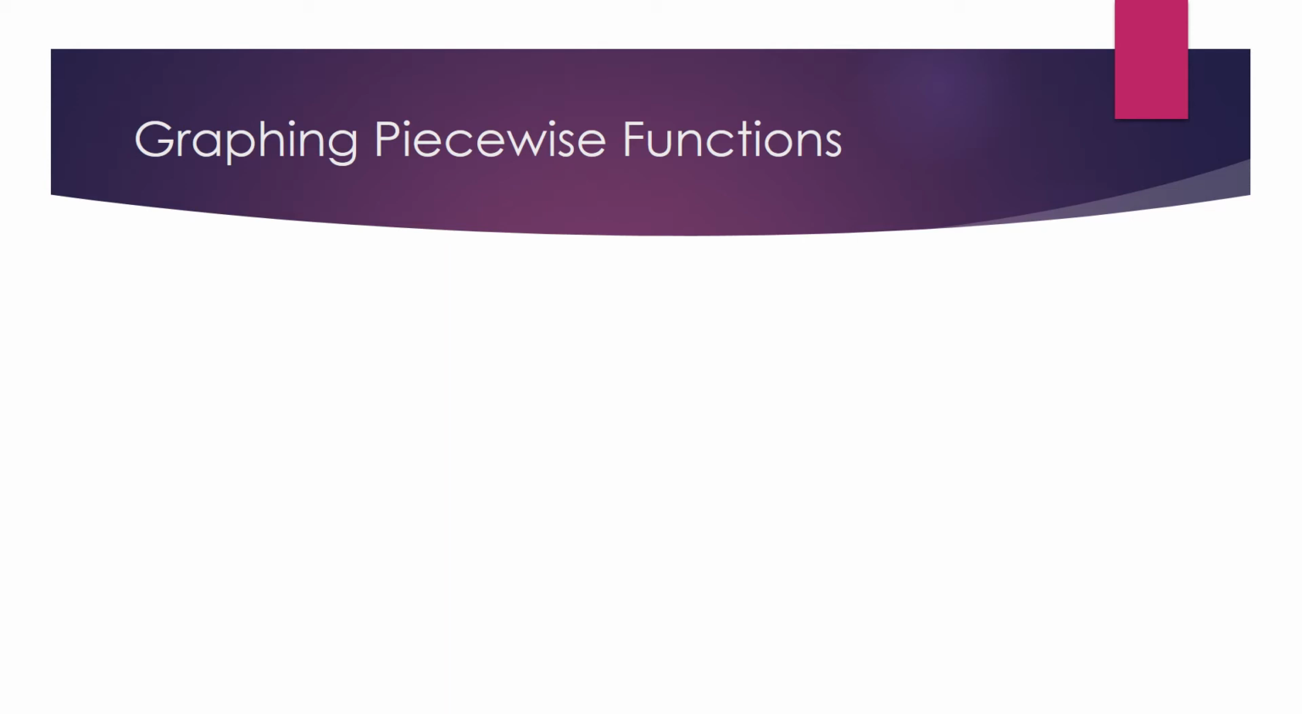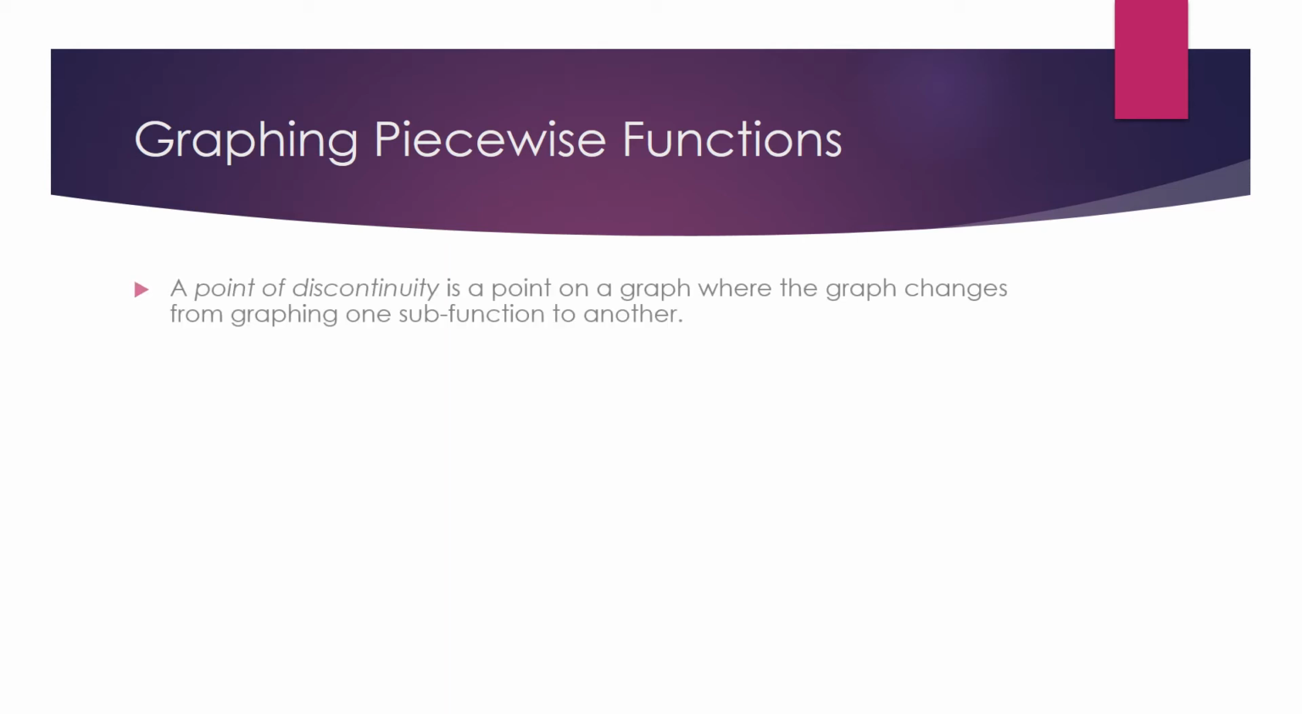Let's discuss graphing piecewise functions. First, a point of discontinuity is a point on the graph where the graph changes from graphing one of the subfunctions to graphing one of the other subfunctions.